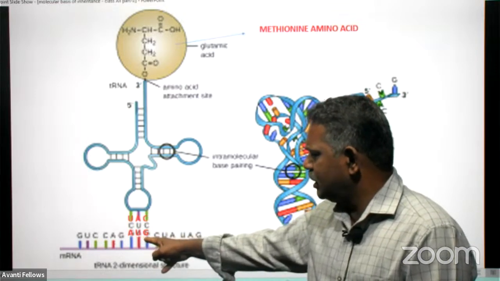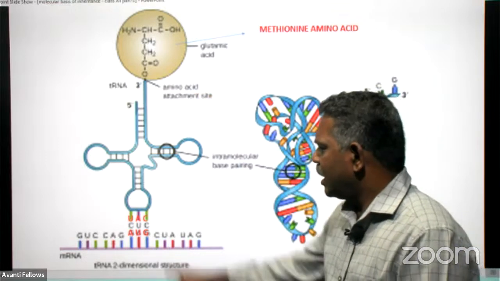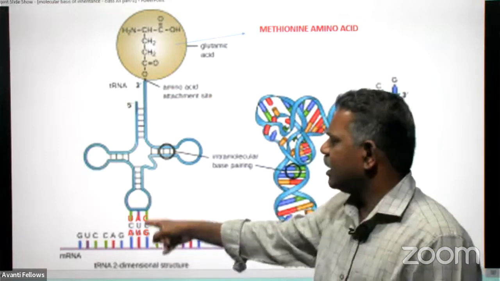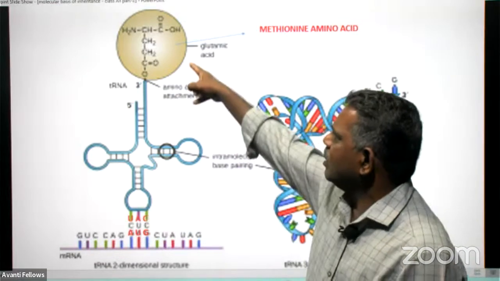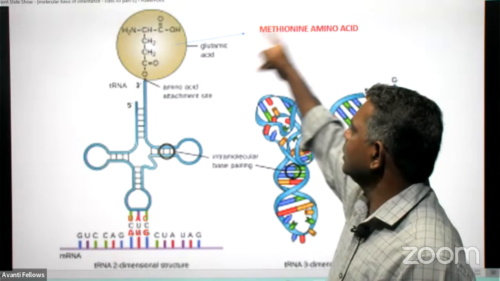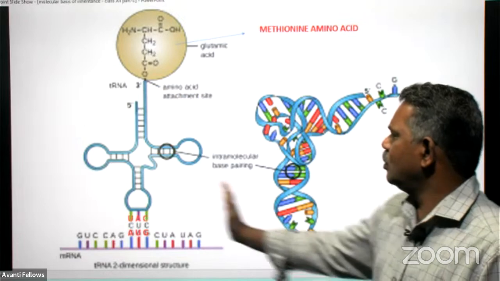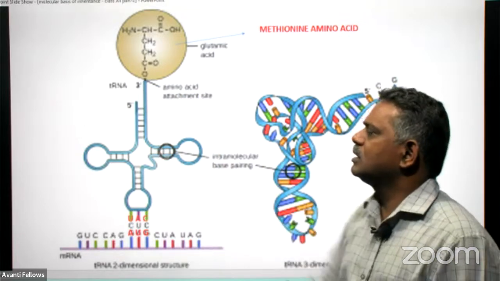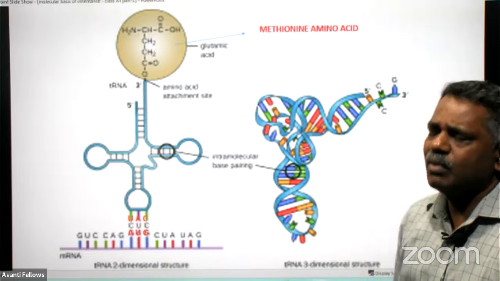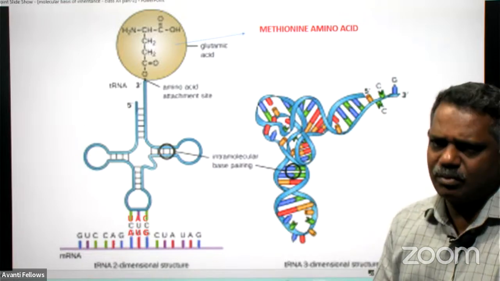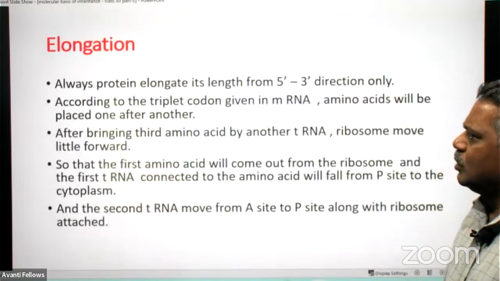So AUG means the methionine amino acid only, and this tRNA having the UAC triplet anticodon will attach this methionine amino acid at its 3' end, and it is taken to the site of protein synthesis to initiate, to start this translation program, right? And then we come to the elongation.